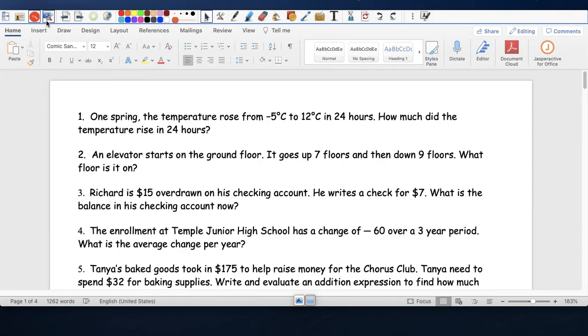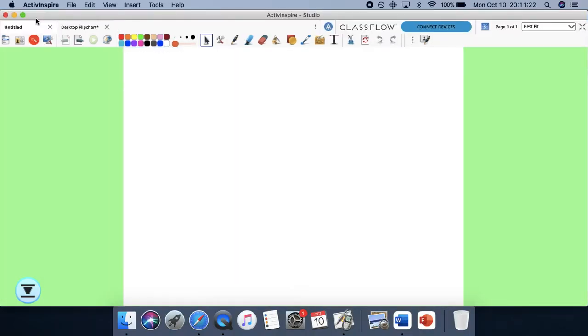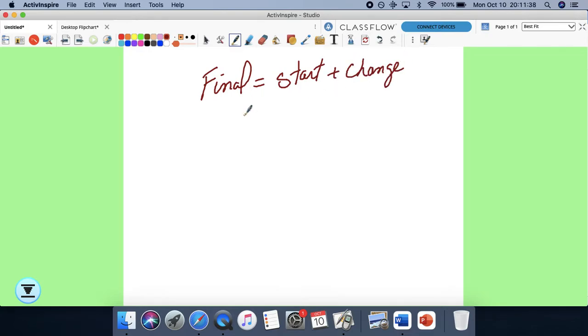All right, so before I start, I just want to go over one thing here. When we were talking about temperatures, we wrote that to find the final temperature, we have to take the starting temperature and add the change, and that would give us the final temperature. So let me abbreviate this. I'll write final equals the starting temperature plus change.